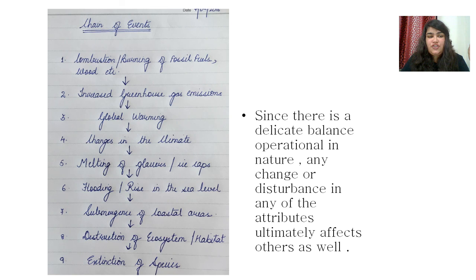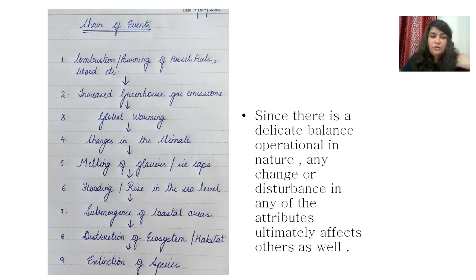Now this chain of events is what is basically responsible for causing climate change as well. If we look at the chain over here, combustion or burning of fossil fuels or wood means the greenhouse gases that are emitted will increase, right? So combustion and burning of fossil fuels will be there, and with that there will be increased greenhouse gas emission. Then we will have global warming scenarios come into the picture.